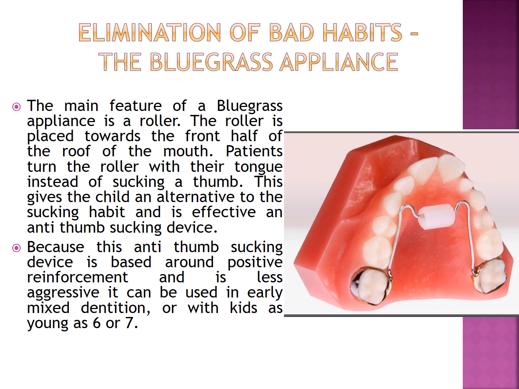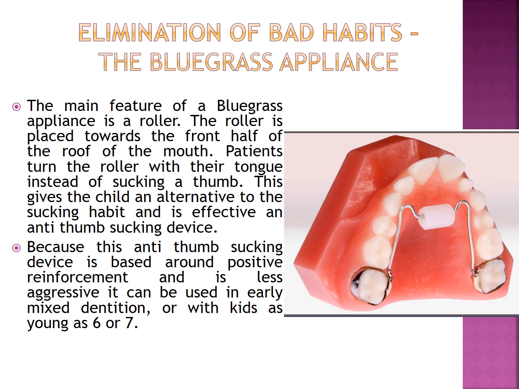And another very interesting appliance called the bluegrass appliance. The main feature of a bluegrass appliance is a roller. The roller is placed towards the front half of the roof of the mouth. Patients turn the roller with their tongue instead of sucking a thumb.